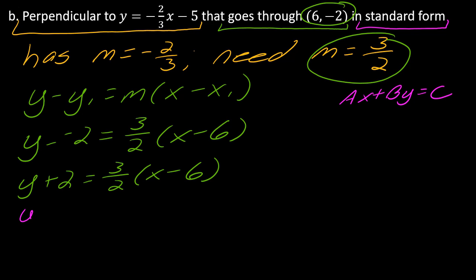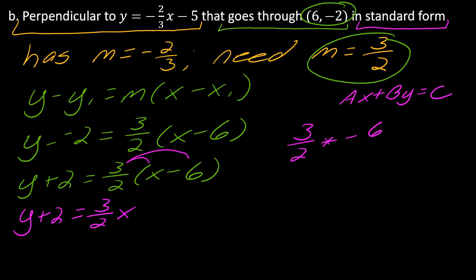So this is going to be y plus 2 equals 3/2 x. And just as a reminder, I've distributed here. If you have trouble figuring out 3/2 times negative 6, you can always work it off on the side like this: 3/2 times negative 6. Remember, this negative 6 is over an invisible 1, so this will come out to negative 18 over 2, which will ultimately equal negative 9. Okay, so this will end up being 3/2 x minus 9.